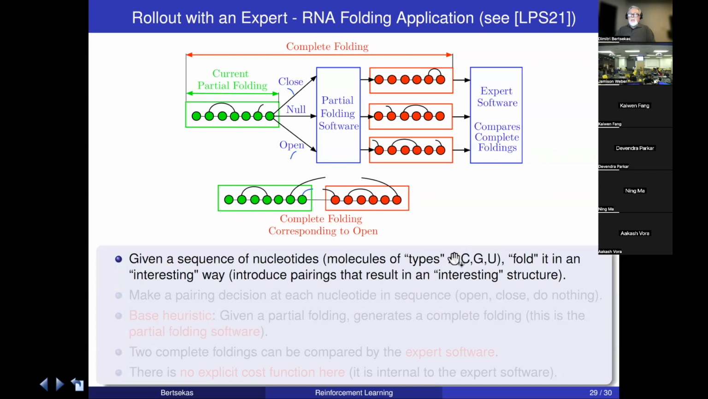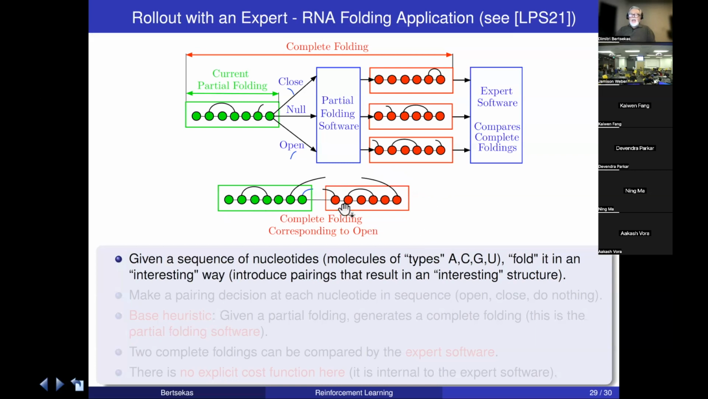And these types can pair with each other. A can pair with a U, C can pair with a G. So we have a sequence here of such letters, and some of them may pair. Now, the pairing has to satisfy constraints. Not only the constraints of A to U and C to G and so on, but also other constraints, that these pairs in the sequence should not be crossing. There are a number of constraints that I'm not going to get into.